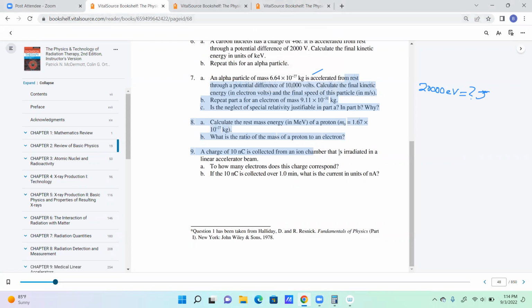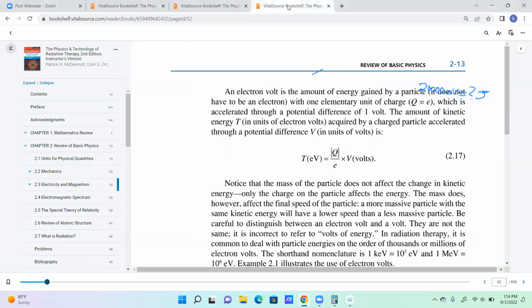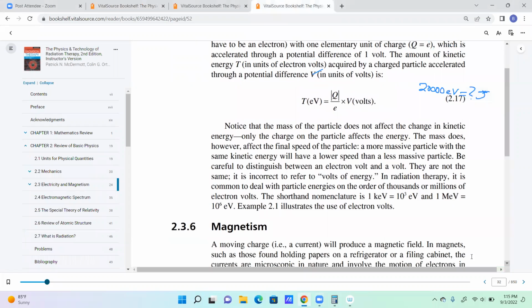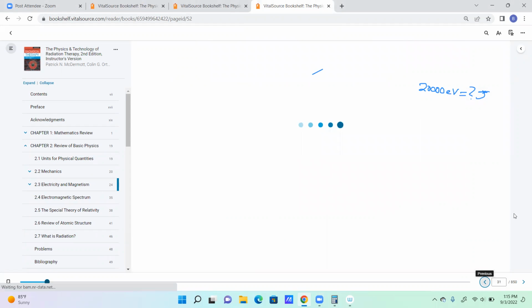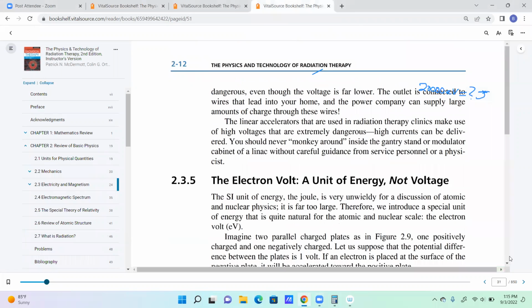I don't know why it's not taking the focus here. It should. Okay, so let's see. I guess it's okay. It goes straight to magnetism, which is not what we need.